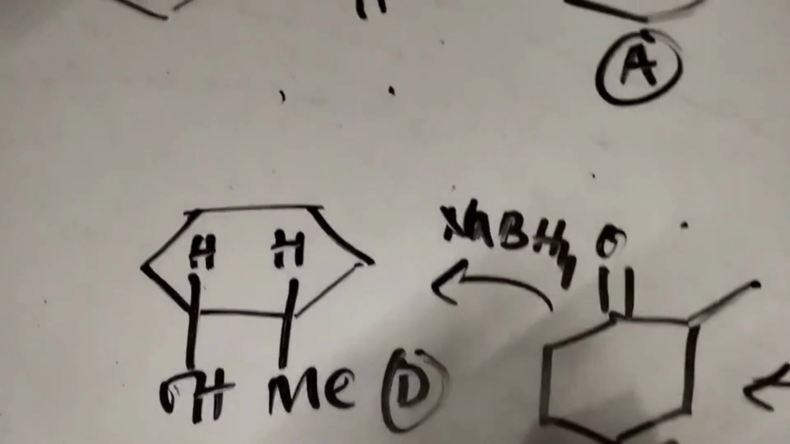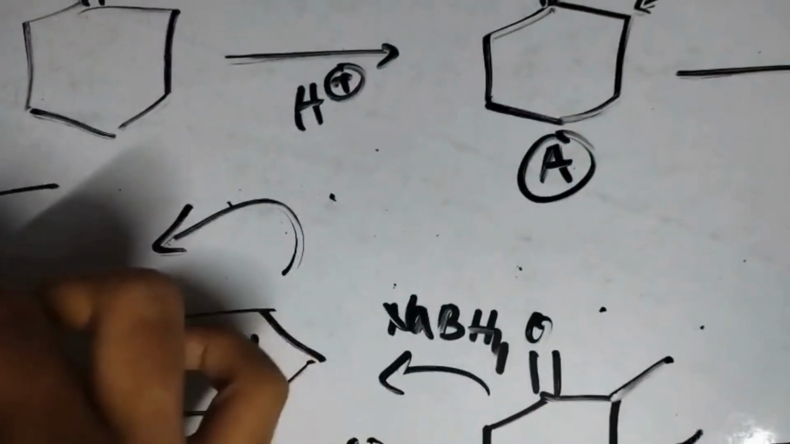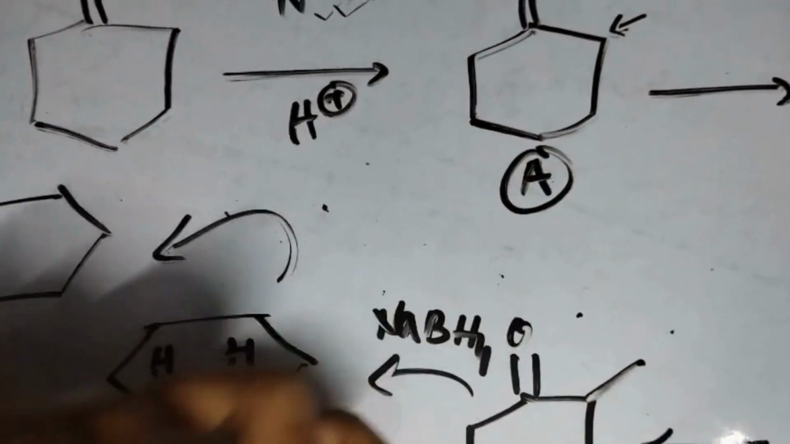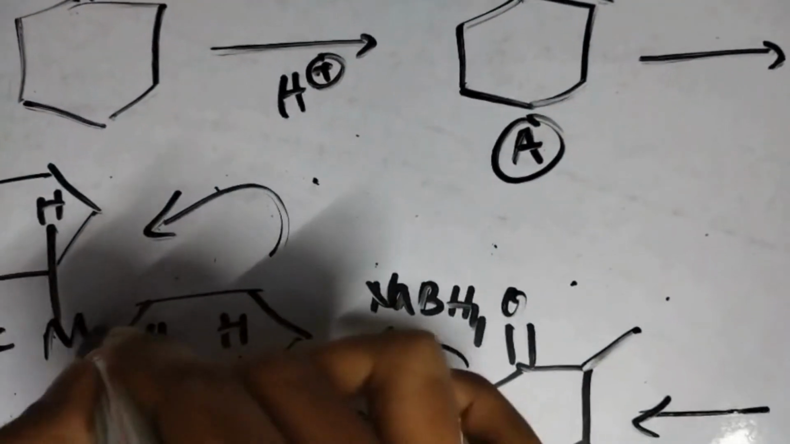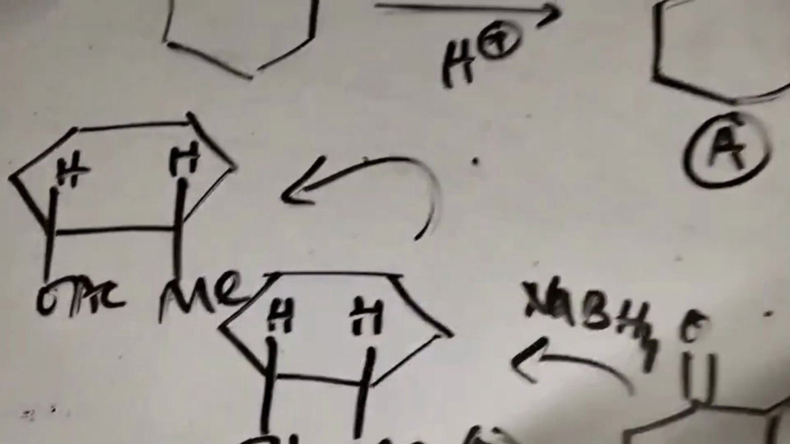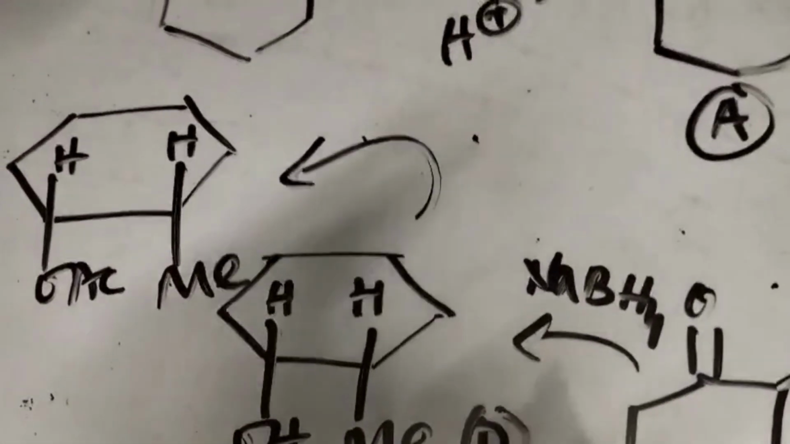This is D. Now D is reacted with OAc, so it gives, we get this, which is an ester. I'll just clean up the space, and we'll proceed with a final, very crucial step of this entire conversion.